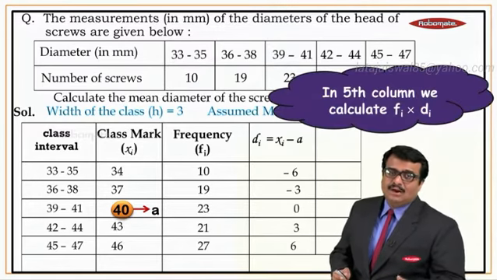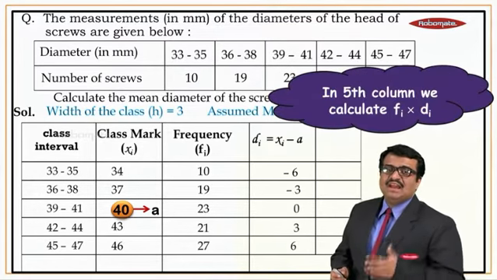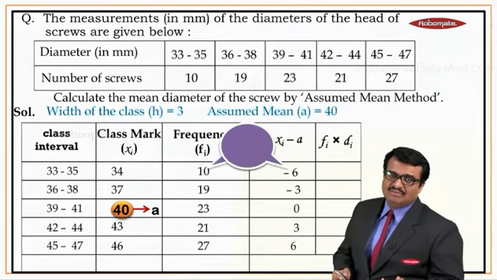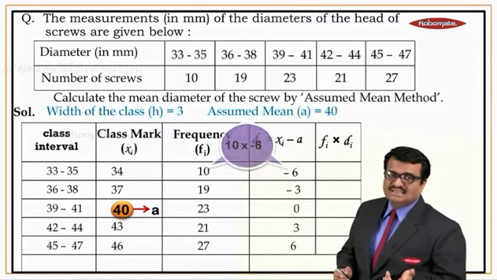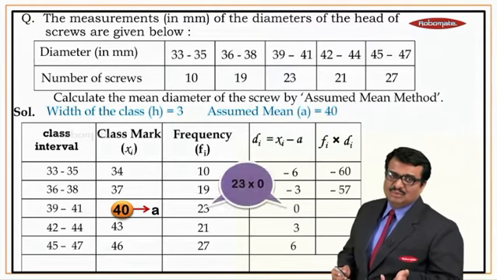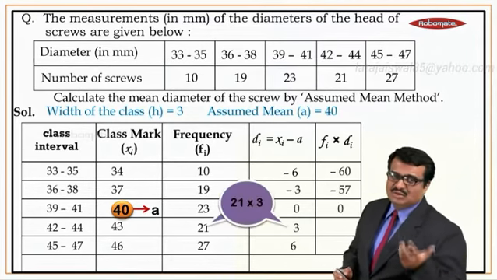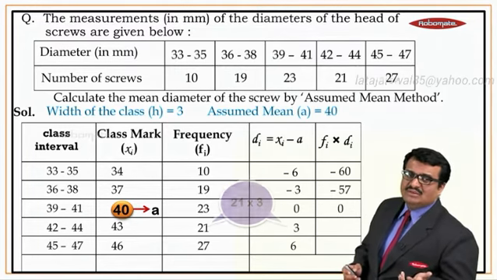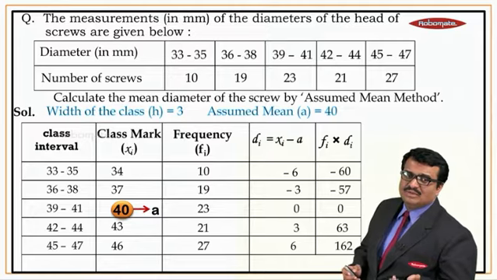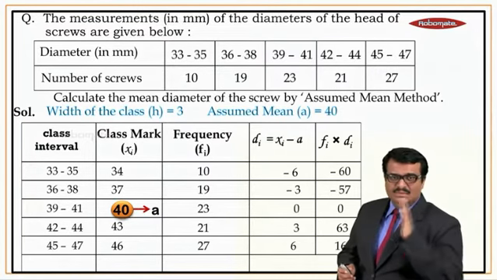Now the fifth column will be fi into di. So let us multiply fi and di and write in the fifth column. So 10 into minus 6 gives you minus 60. 19 into minus 3 gives you minus 57. 23 into 0 gives you 0. 21 into 3 gives you 63. And 27 into 6 gives you 162. Now your column is fully done.